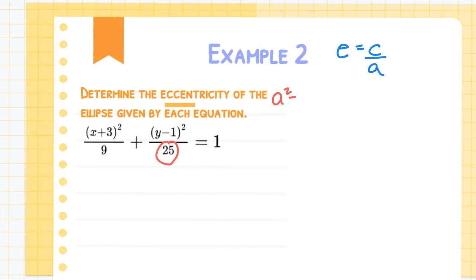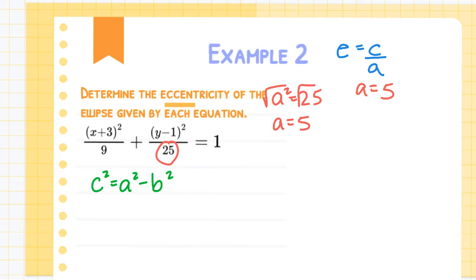So A squared equals 25. Square root both sides to get A equals 5. We also can determine C by using the C squared equals A squared minus B squared formula. C squared equals, remember, A squared is 25, and then B squared is 9, because B squared is our smaller denominator. So C squared equals 25 minus 9, which is 16. Square root both sides, and C is 4.